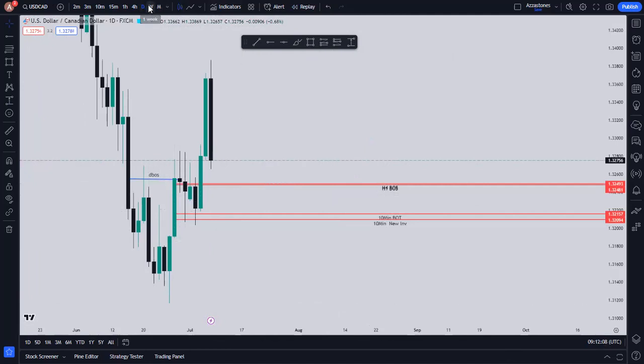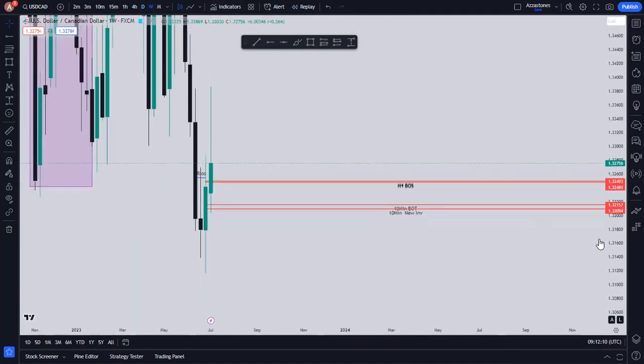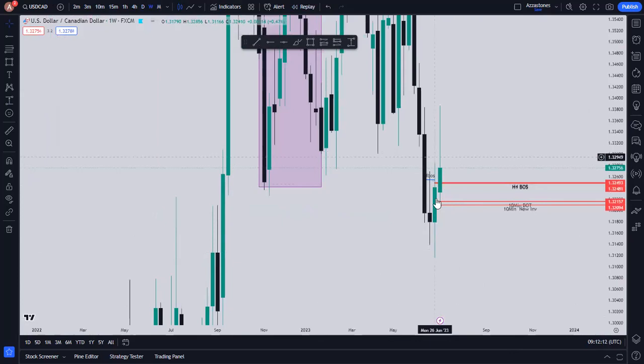But if you come to the weekly time frame, we have not broken any structure. But we have been having a series of highs and lows, highs and lows. For a couple of weeks, we have been bullish, and we expect that for the coming week, we are going to be more bullish on this USD CAD.